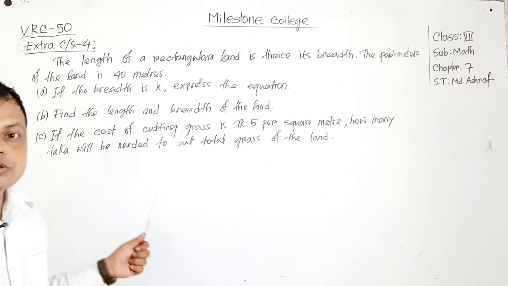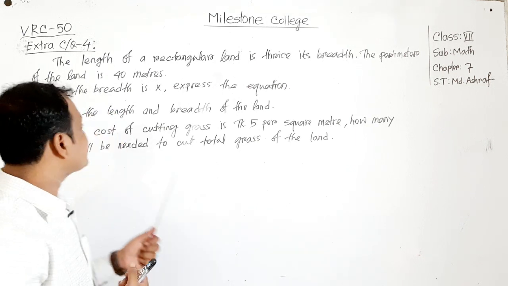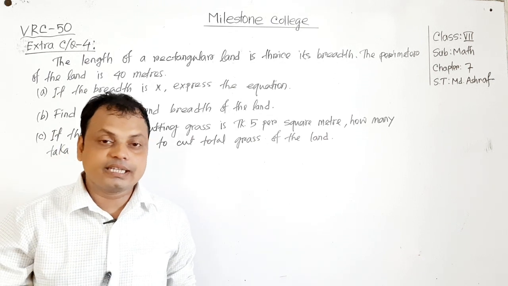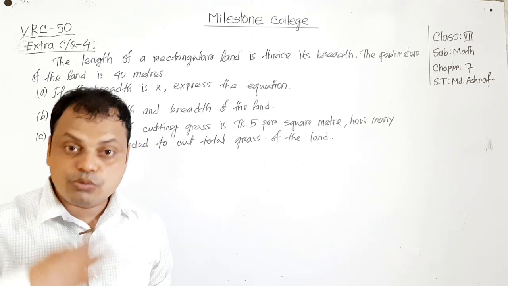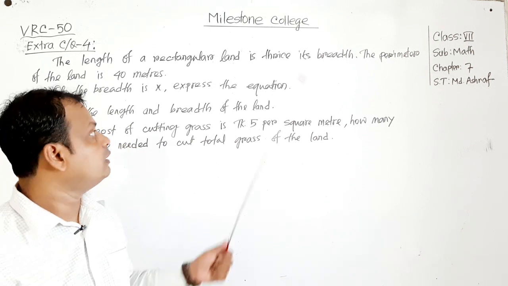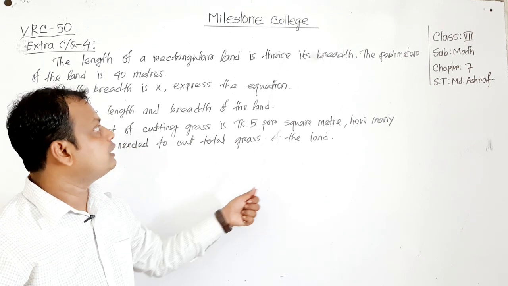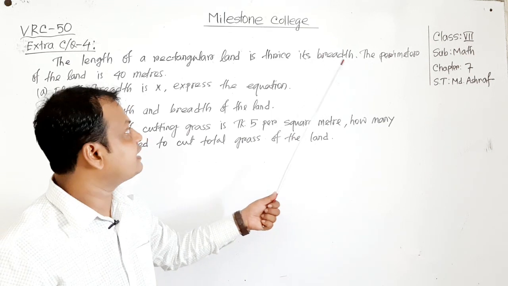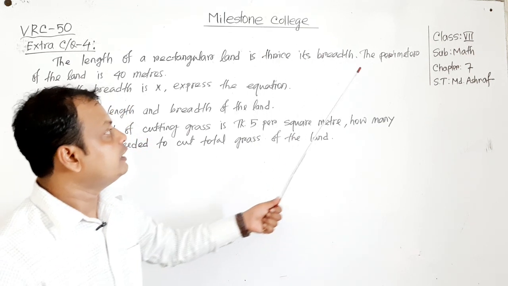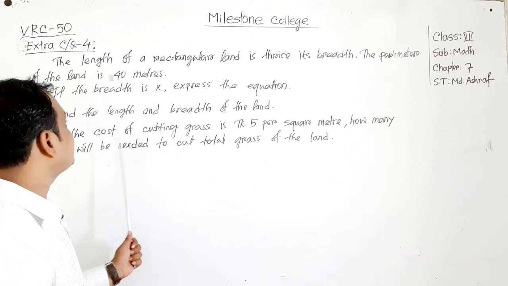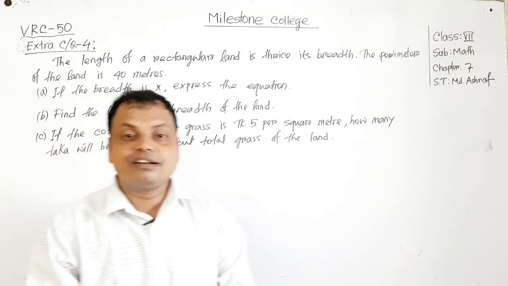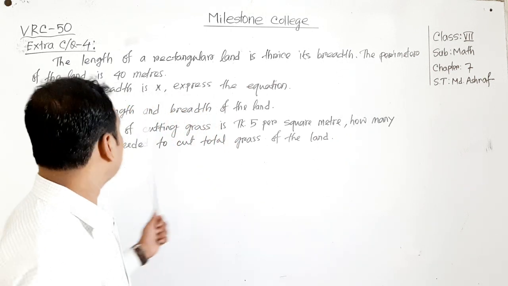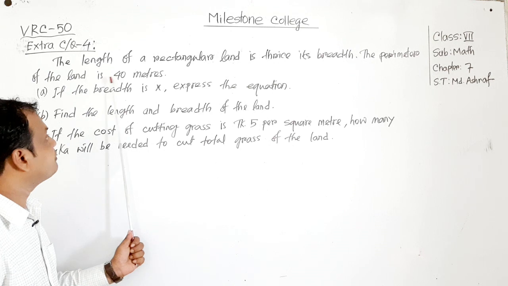So if we analyze the given information, we get a rectangular land. We know in a rectangle opposite sides are equal. Length will be thrice its breadth. So if breadth is x, then length will be thrice x. And the perimeter of the land is 40 meters. We know the perimeter of a rectangular land is 2 into length plus breadth. So by this we can find the perimeter, and the perimeter will be 40 meters.